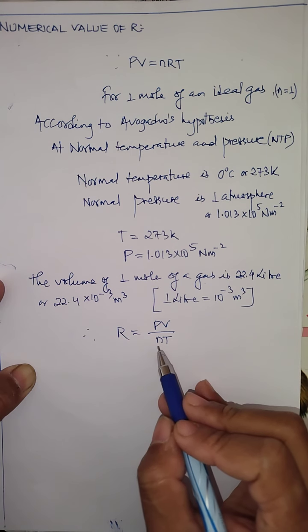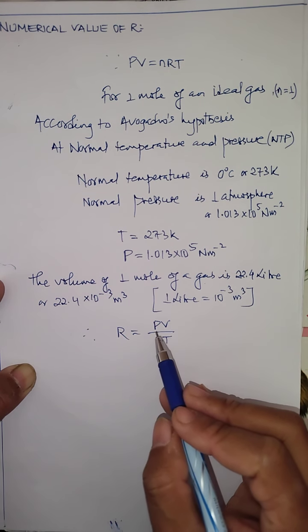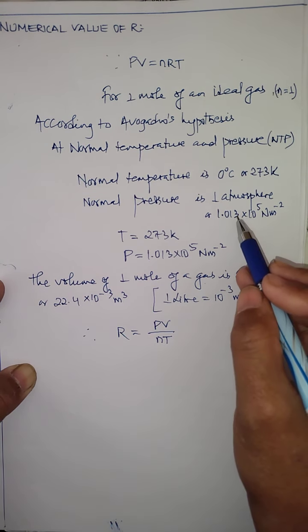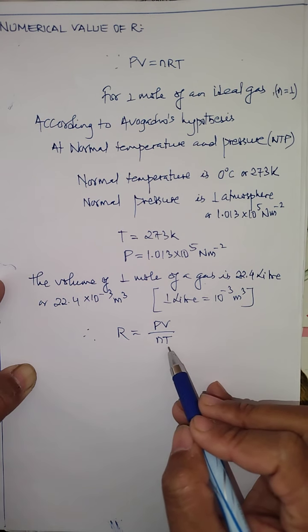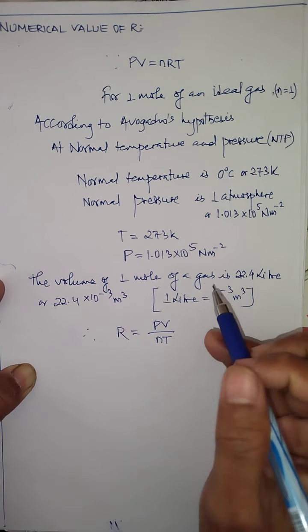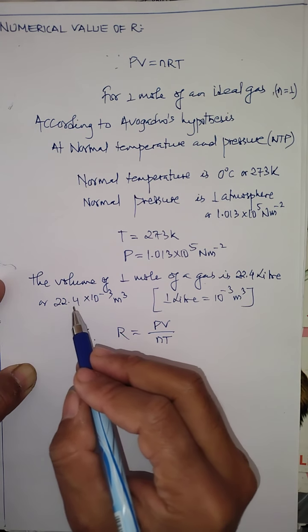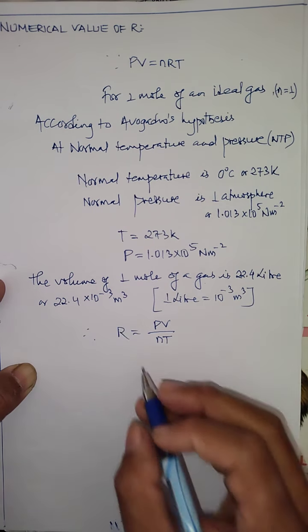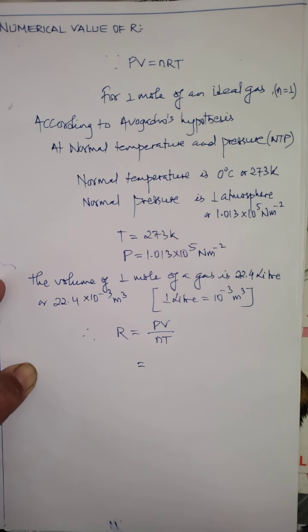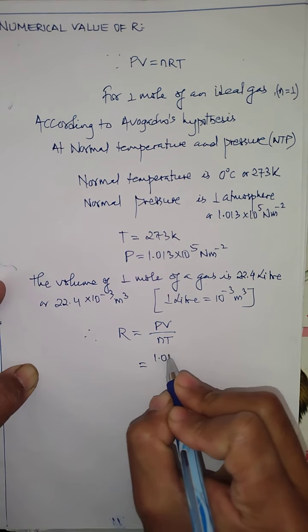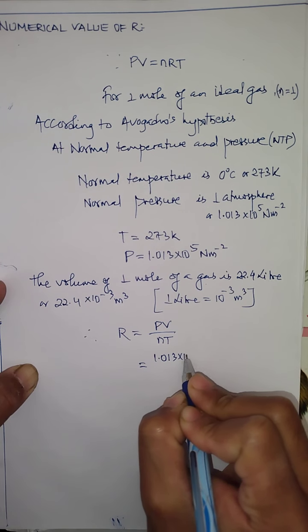Okay, so for 1 mole of gas, at normal pressure and normal temperature, the volume of every 1 mole of the gas is equal to how much? 22.4 liters, or 22.4 into 10 to the minus 3 meter cube. So let me substitute the values. Now, pressure is how much? 1.013 into 10 to the power 5.